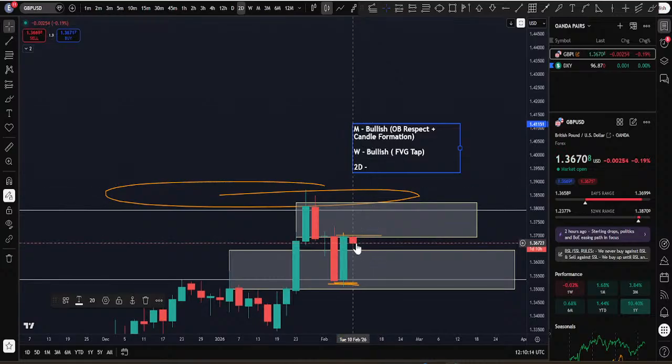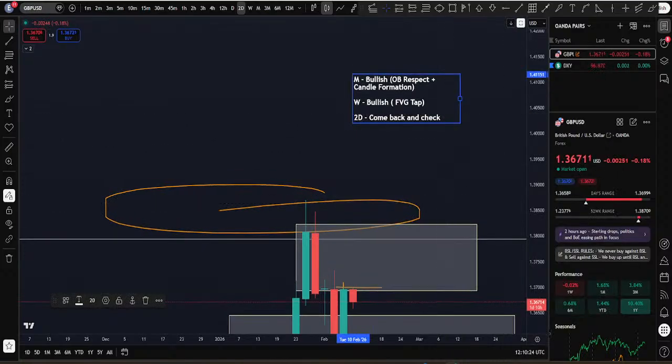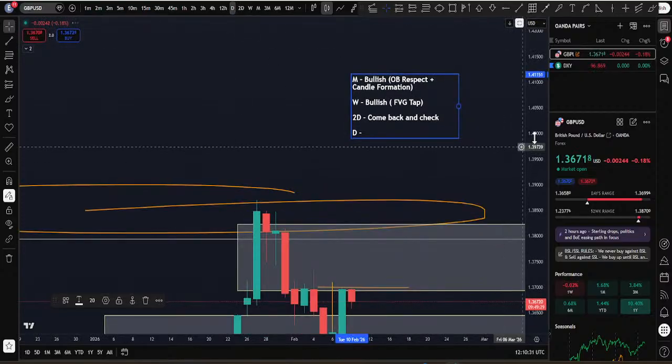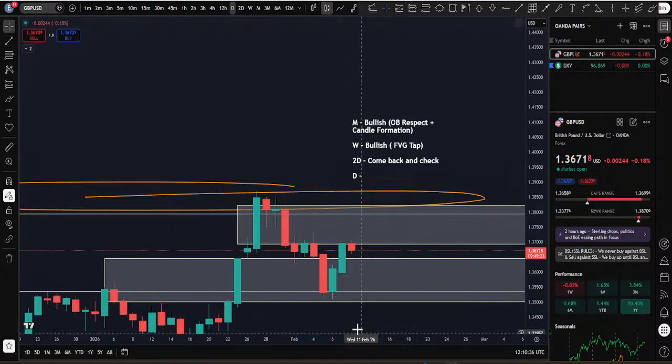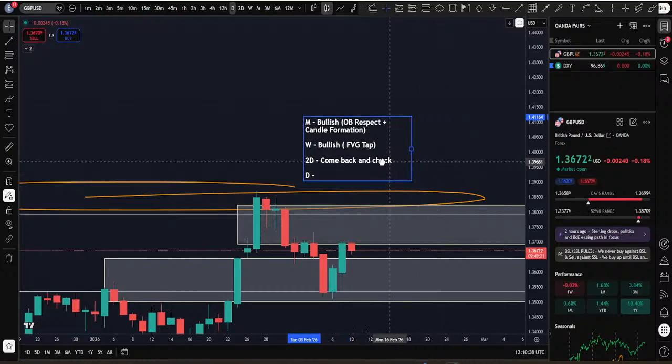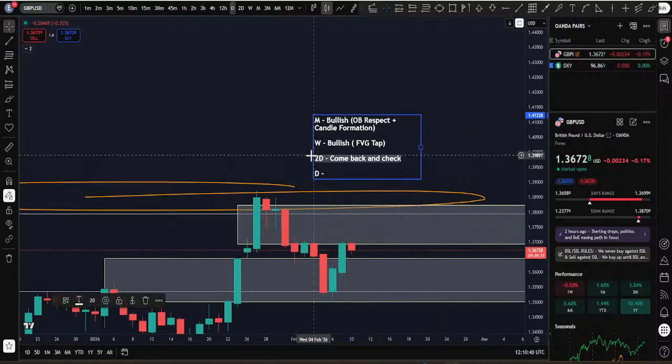The 2-day, I would say there's nothing to say. I would say come back and check, because it's not necessarily giving me anything. And I'm not forced to have to say something. So because of that, I'm going to come back and check. Maybe the daily might give me a better picture. Let's go to the daily. And the daily, okay, at least we can get something out of daily. So I'm going to come back and check on the 2-day, or maybe not. If the weekly is giving me the FEG tap, maybe I don't need to overcomplicate it, and I'll leave the 2-day out. All right, no need to overcomplicate it.